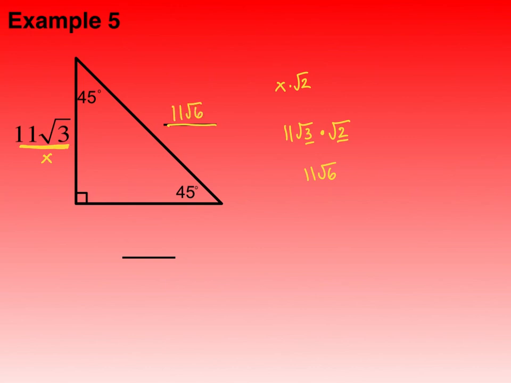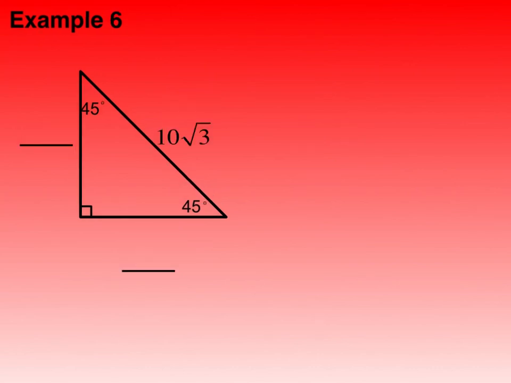Well, I forgot to fill in the other side length, which is simply just 11 square root of 3. So that one's easy, but take a look here. I just took 11 square root of 3 and multiplied it by square root of 2. Even though it had a square root, I still follow the same process, and I got 11 square root of 6, and then over here is 11 square root of 3.